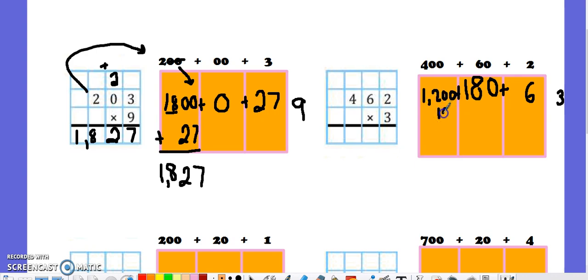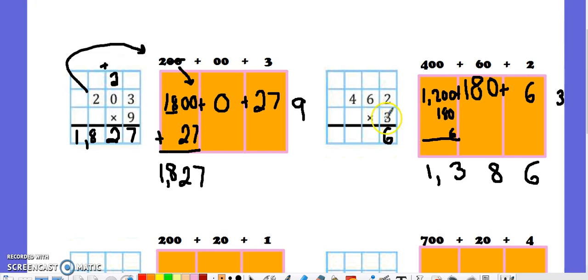Make everything matchy-matchy. 1,200 plus 80 plus 6. 6 is what's left in my ones category. 8 and 0 is what's left in my tens. My hundreds is 2 plus 1. And my thousands, 1,386.